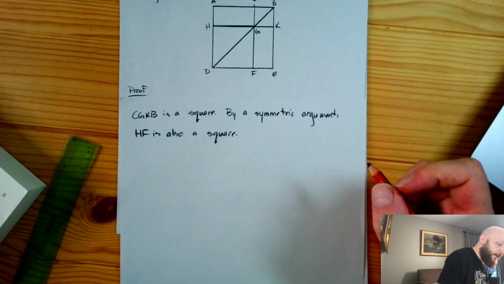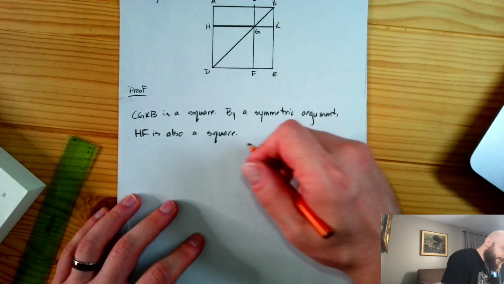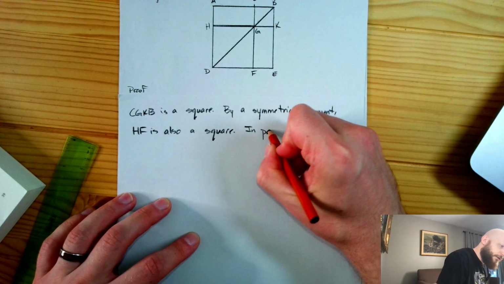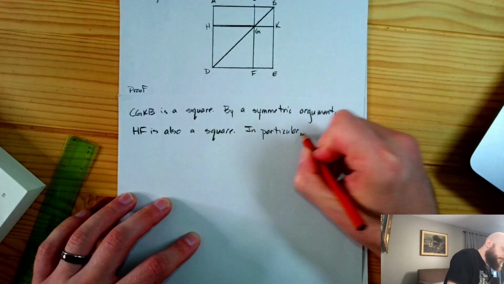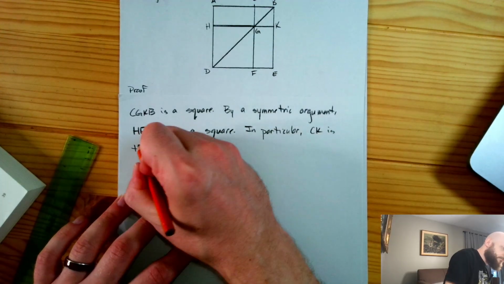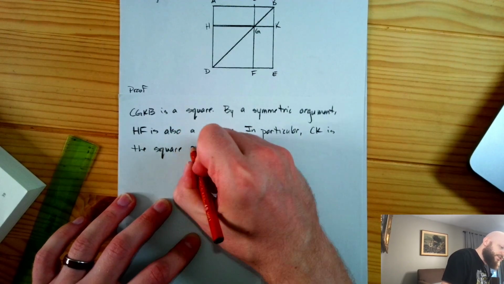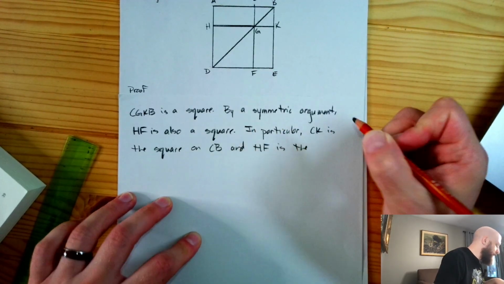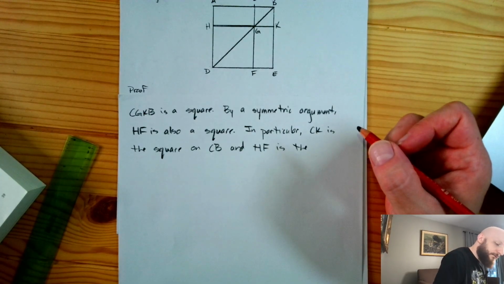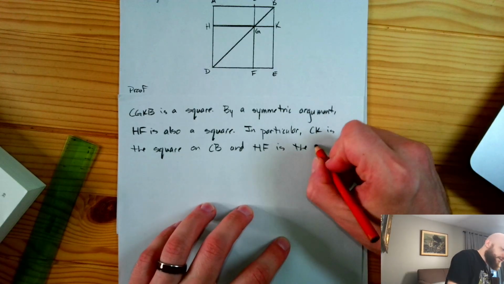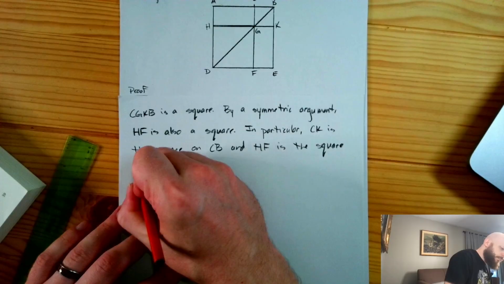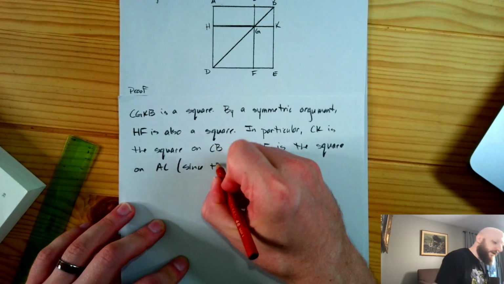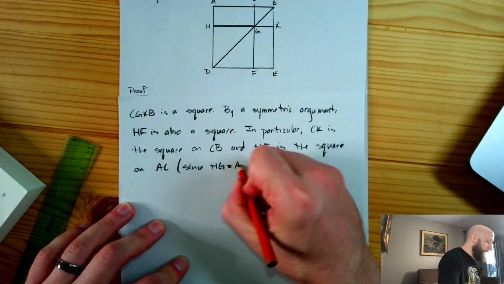And in particular, I should say, I guess I could have said this in the last one. So in particular, CK is the square on CB, and HF is the square on AC, since HG is equal to AC. And again, that's from Prop 34.